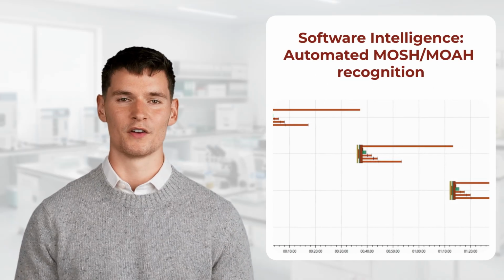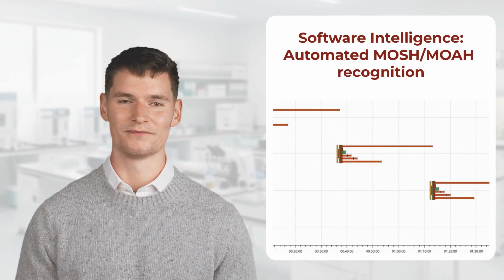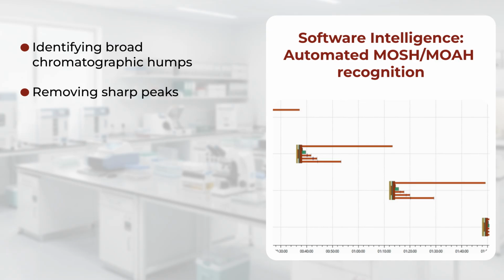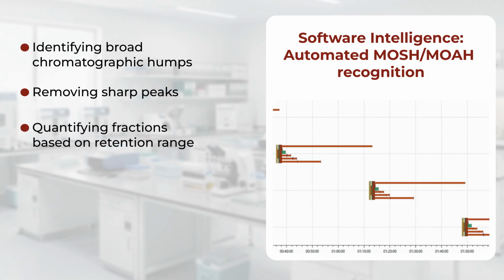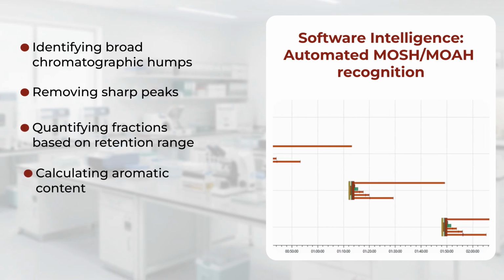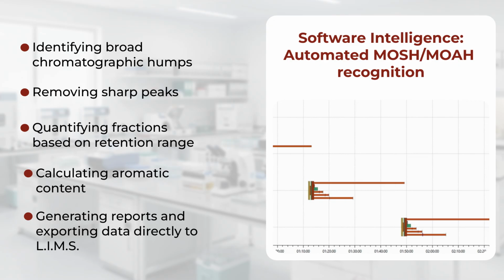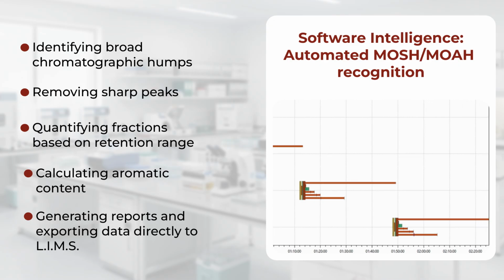Further, our specialized software helps streamline the analysis by identifying broad chromatographic humps, removing sharp peaks, quantifying fractions based on retention range, calculating aromatic content, and generating reports and exporting data directly to LIMS. This approach ensures precision, consistency, and audit-ready results with less than 3 minutes of manual work per sample.